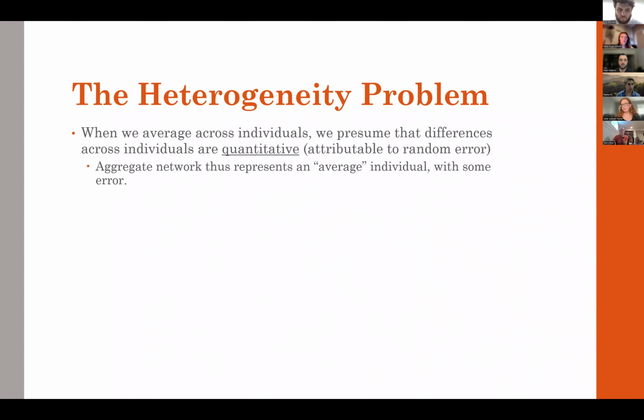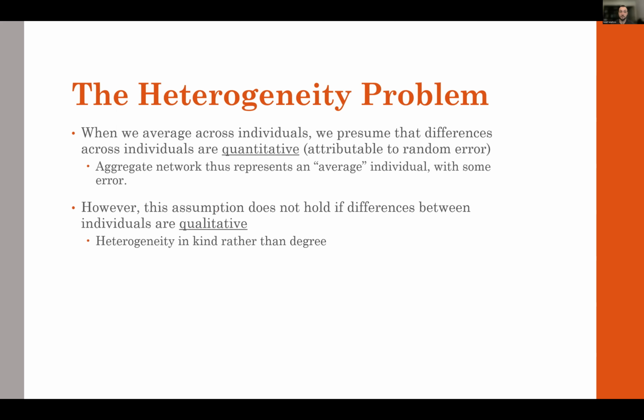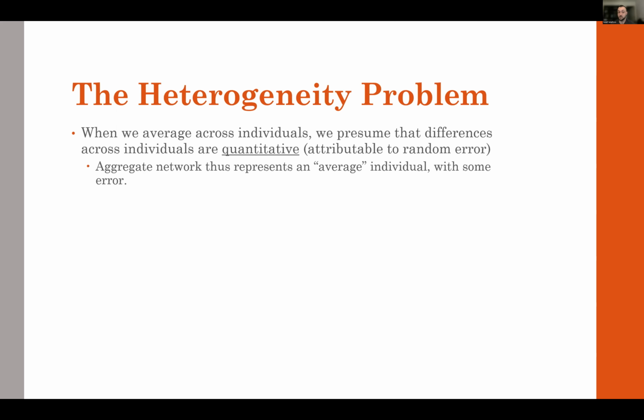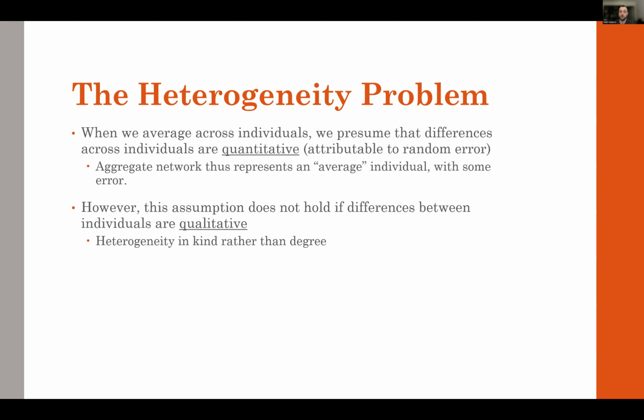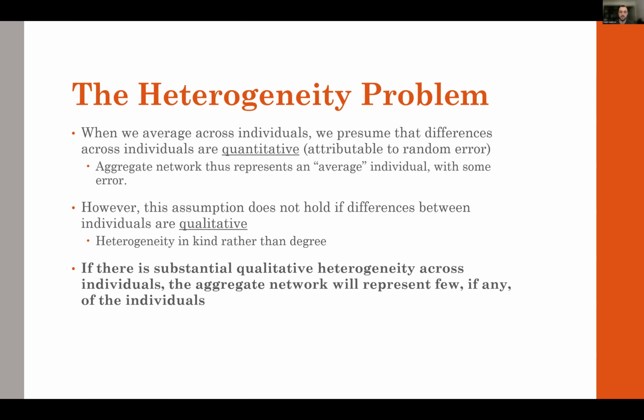However, this falls apart when we start thinking about heterogeneity. The heterogeneity problem, as it's been dubbed by some people, is that when we average across individuals, we presume that individuals differ only quantitatively, and the group average then represents the individuals. However, this doesn't hold if differences between individuals are not just random error, but actually qualitative differences. And as I'll point out, if there is substantial qualitative heterogeneity across individuals, the aggregate network ends up representing few, if any, of the individuals.